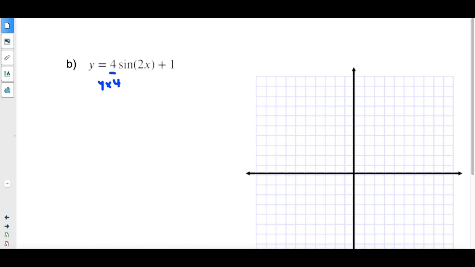Also, there's a 2 in front of the x. Since this number is greater than 1, there is a horizontal compression here. The number in front of x tells us what I need to divide my original x values by. And finally, at the end here, we have a plus 1. So, at the end, I'm going to need to shift all of my points up 1.